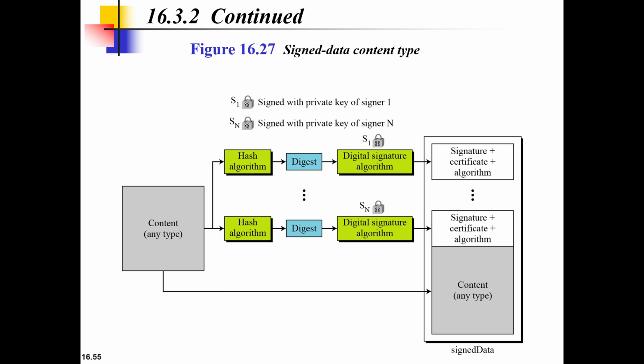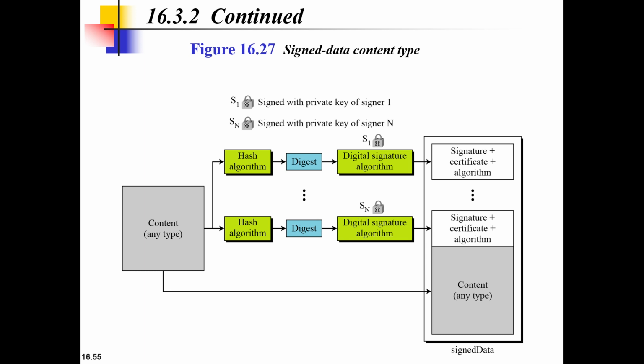Next is signed data content type. This type provides only integrity of data. It contains any type and 0 or more signature values. The encoded result is an object called signed data. Figure 16.27 shows the process of creating an object of this type. The following are the steps in the process.